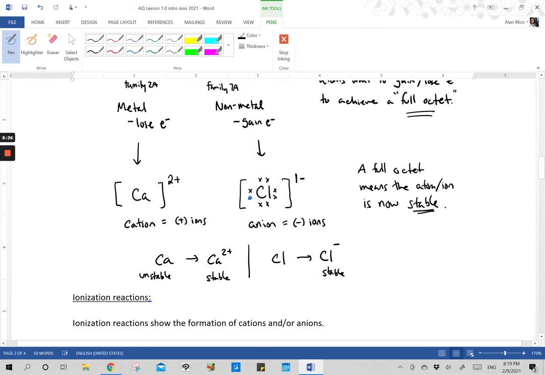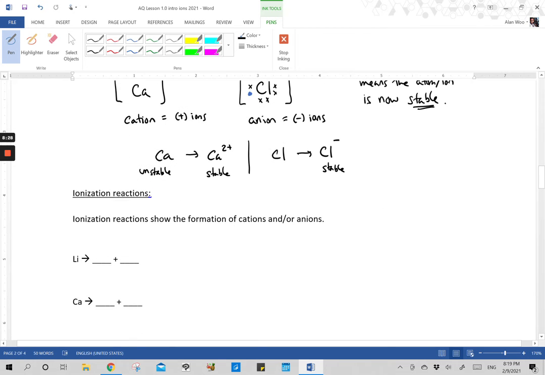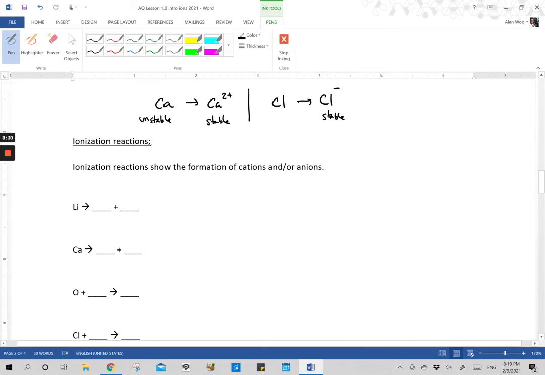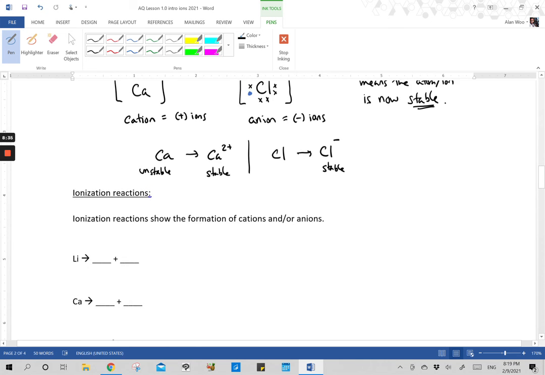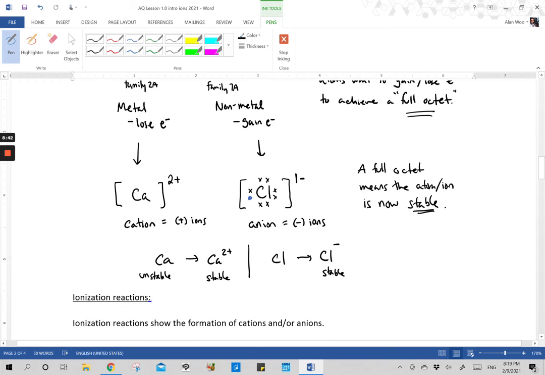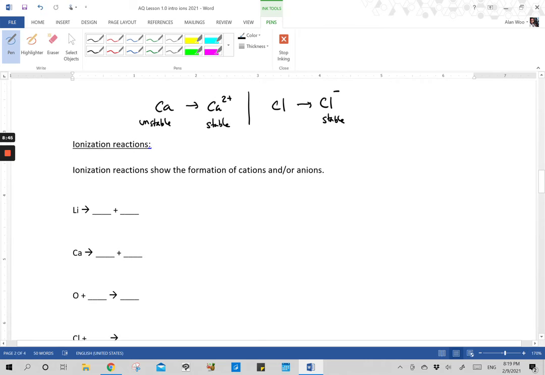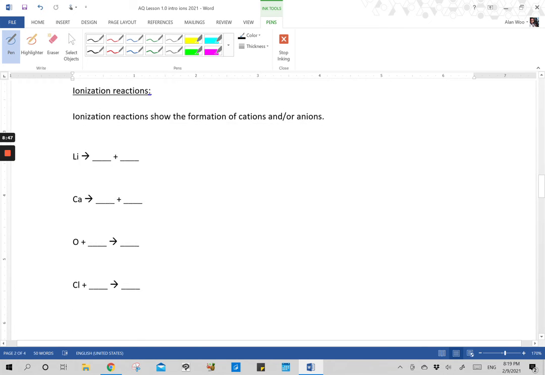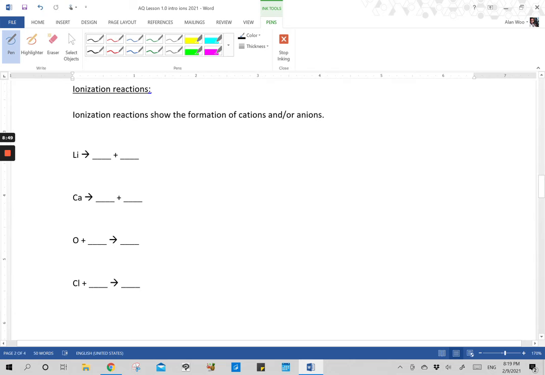All right, let's move on to some reactions that involve formation of ions. Okay, because I've gone over now the whole process of metals losing electrons and nonmetals gaining electrons, we can now show it as a reaction. Okay, so I have 4 here for us to look at. The first one is lithium. Okay, lithium belongs in family 1A. So it has 1 valence electron.